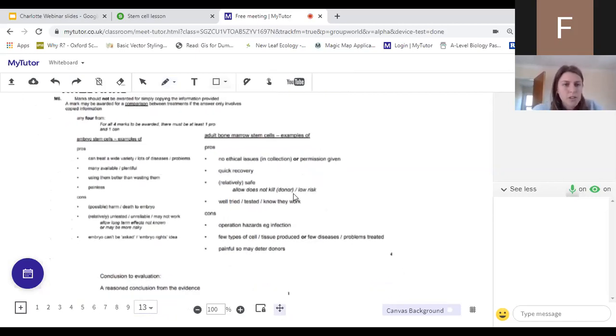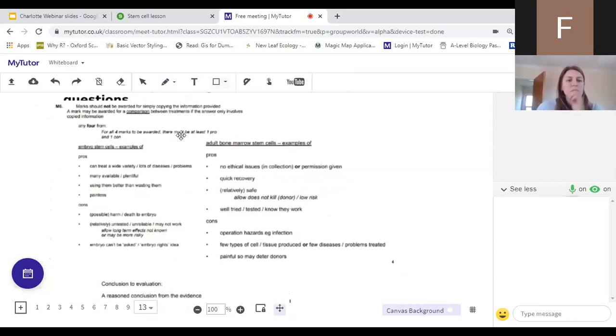So this is a copy of the mark scheme there. They've been very quick to state, maybe do this with a highlighter instead. Marks should not be awarded for simply copying the information provided. They said evaluate, they want you to do your own thinking. A mark may be awarded for a comparison between treatments if the answer only involves copied information.